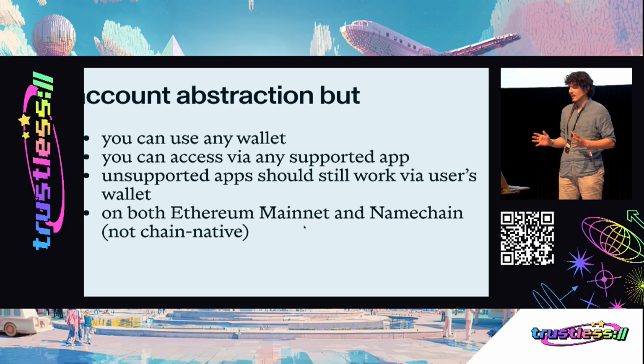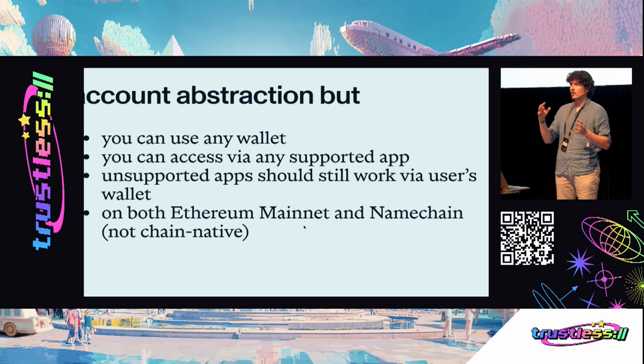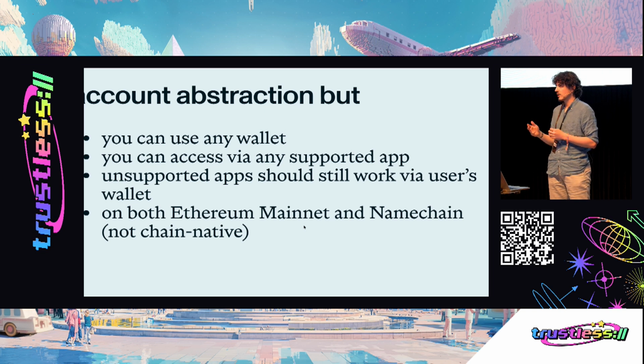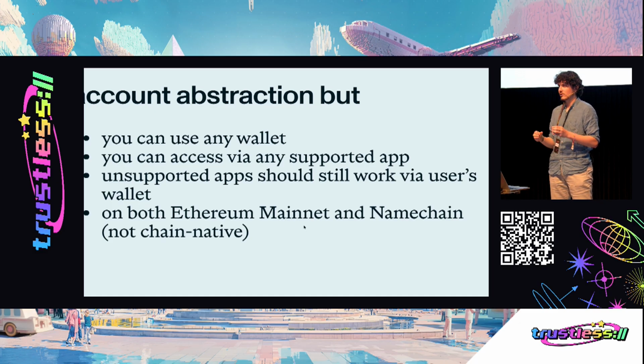So to outline a specification of what we really want is account abstraction, but you can use any wallet. You can access it with any supported app, or if you have an unsupported app, it should still work via a user's wallet, and on both Ethereum mainnet and Namechain. That is another crucial step in that we can't have a chain native solution because ENS v2 spans multiple chains, not just a single chain, and we don't have, well, we have a say, but we don't have any control over what happens on Ethereum mainnet.